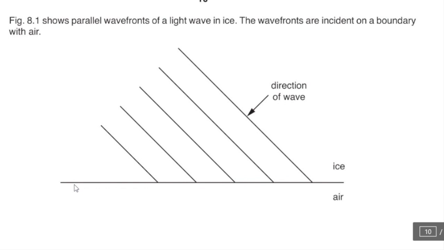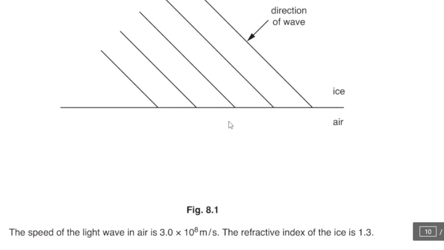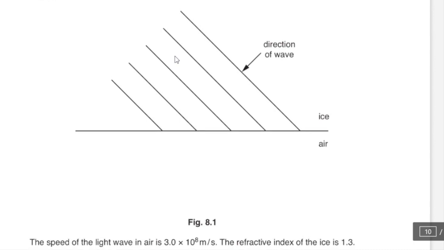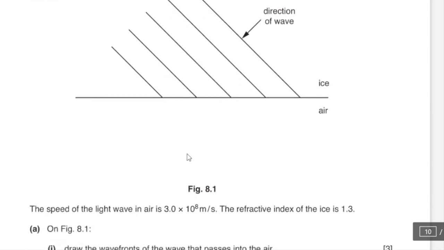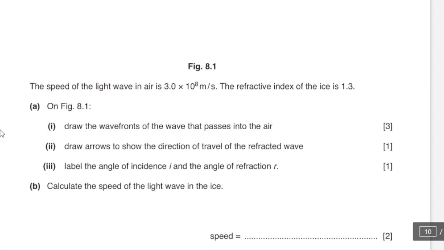8. Figure 8.1 shows parallel wavefronts of a light wave in ice. The wavefronts are incident on a boundary with air, right? So it's traveling from ice to air, which means it is traveling from denser medium to rarer medium, and so the refracted rays would be moved away from the normal. The speed of light wave in air is 3 × 10^8 meters per second. The refractive index of ice is 1.3.